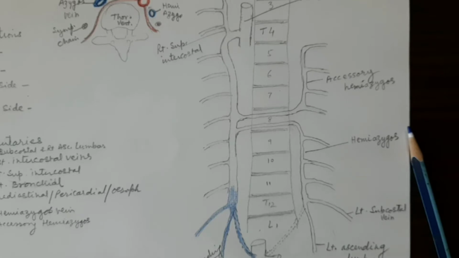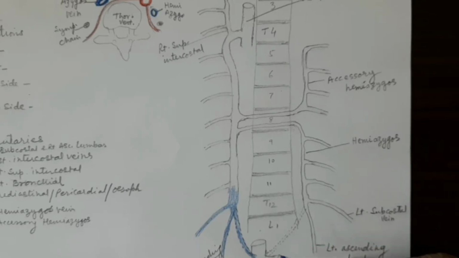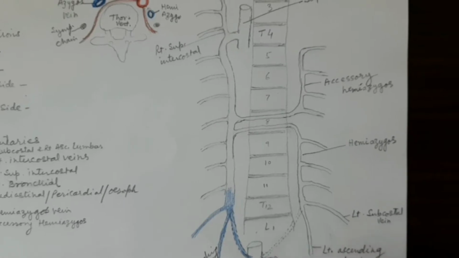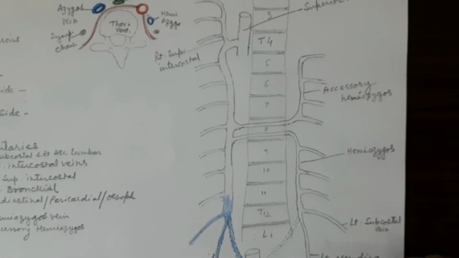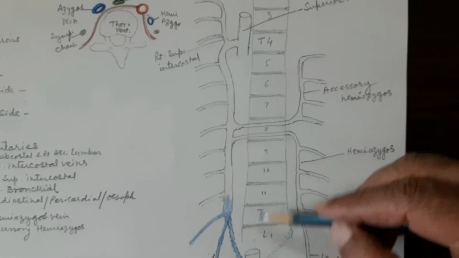But sometimes it also passes into the posterior mediastinum of the thoracic cavity, as I said, by just piercing through the right crus of the diaphragm. Now the azygos vein ascends up to the T4 vertebral level, lying in front of the vertebral column.